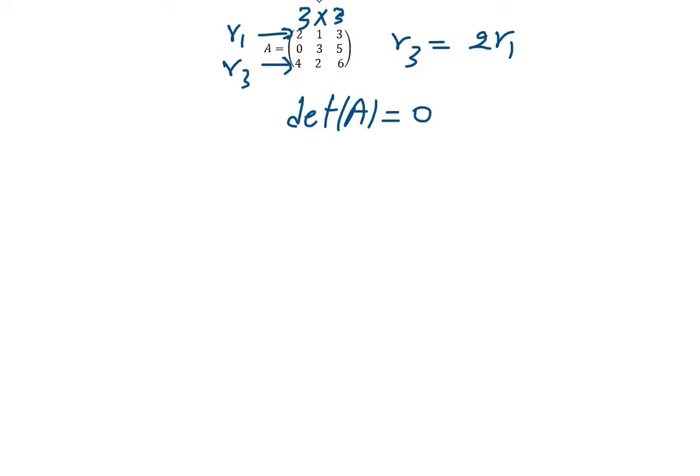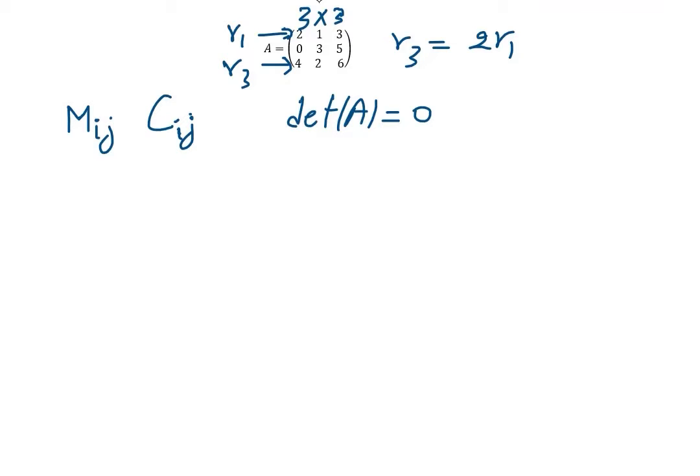We can of course compute the minors Mij, and then the cofactors Cij, and compute the determinant as we did before.